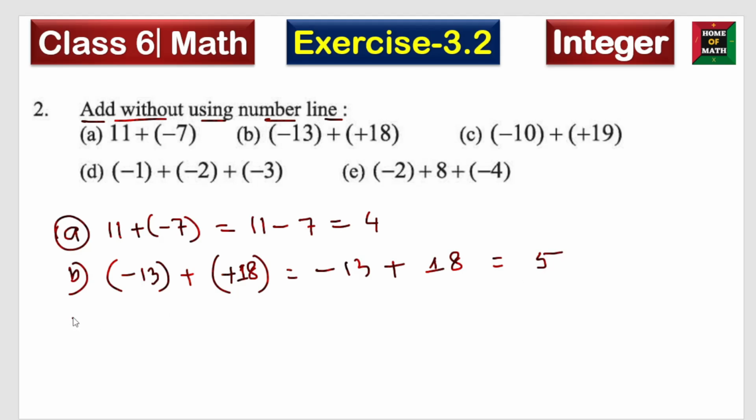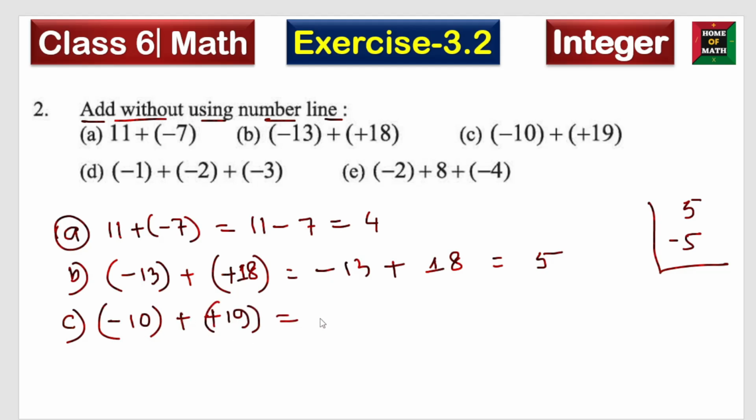Then number C. If you do not use any sign, it means plus. Suppose this is plus 5 and this is minus 5. Okay, then number C, minus 10, then plus 19. So minus 10, then plus and plus 19. So minus 10 plus 19, it means plus 9.